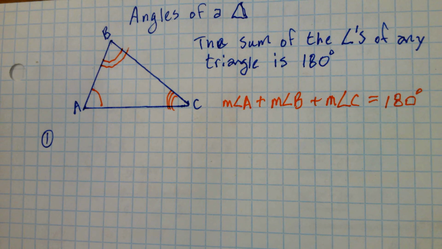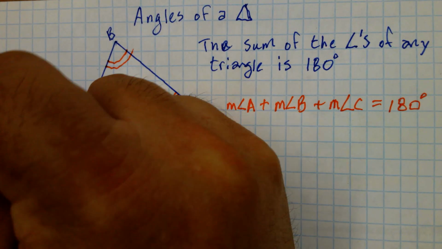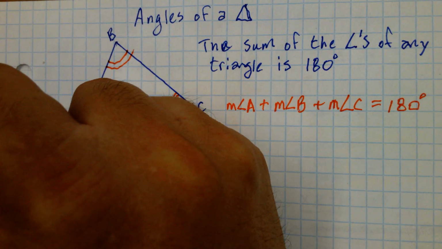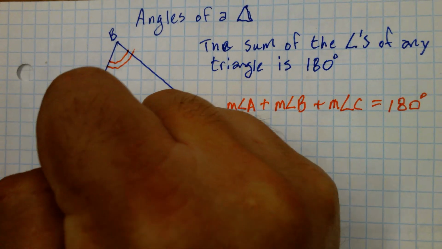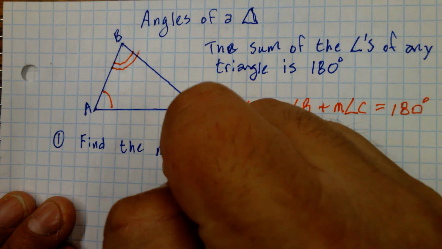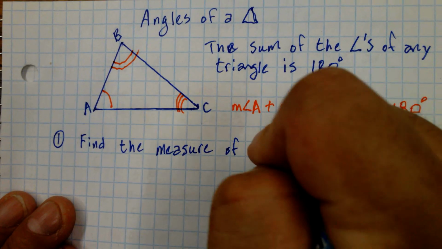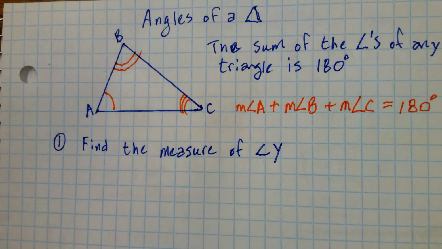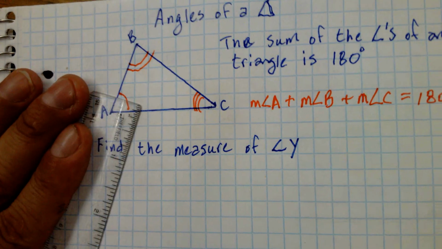Let's move on. Okay, so let's do 4 problems together. They're going to get a little harder, not too bad. The first one is the most basic thing. We'll be doing several questions like this in today's work. Find the measure, copy this down, of angle Y. So we're going to make another drawing. Find the measurement of angle Y.